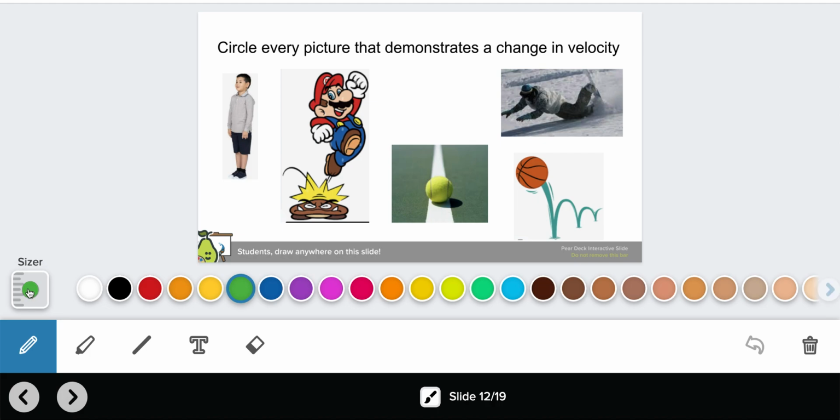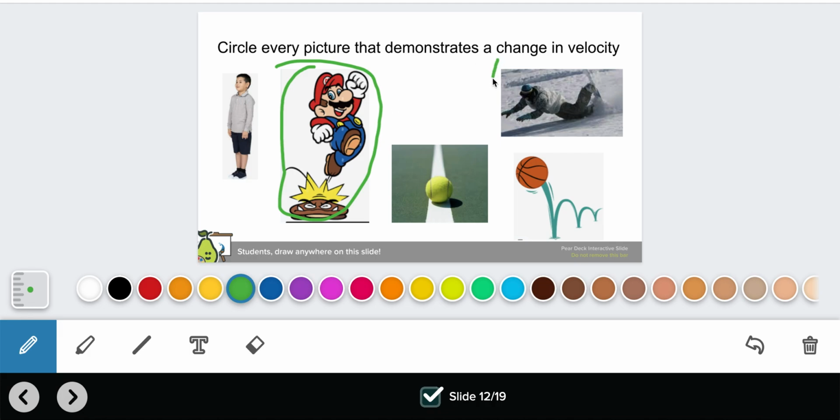So let's start off with the green. First, we have Mario. He is bouncing off this Goomba's head, and he is definitely changing direction. He was falling down, and he bounced back up, jumped off his head, so he changes direction. That is instantly a change in velocity. And also, if he's jumping really hard off that Goomba's head, and he picked up some speed, he just changed his velocity again. So he's changing it two different ways.